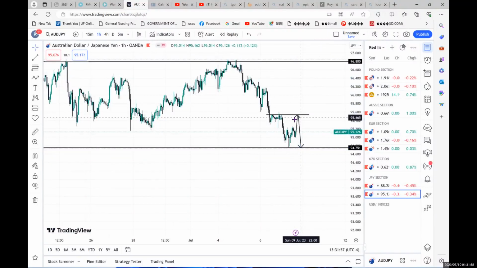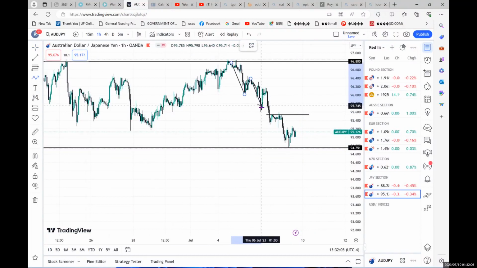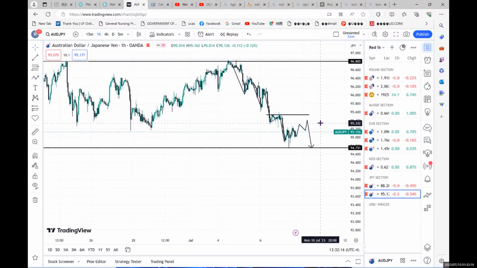Okay, because the market is still bearish on AUDJPY. Lower low, lower high, lower low, lower high, lower low, lower high, lower low. And this could just be a pullback, and then price will continue back down to the downside.